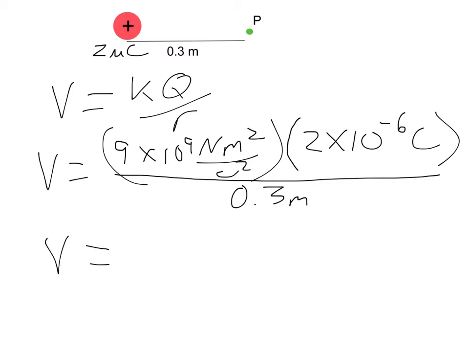And then I'm going to put all this into my calculator, and if you do it correctly, and you should definitely try this, you're going to get a value of 60,000. And since we are calculating voltage, the unit is the volt, which gets abbreviated with a letter V.